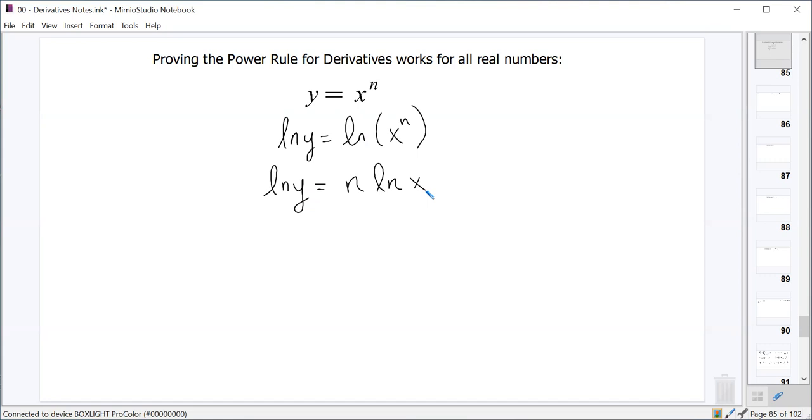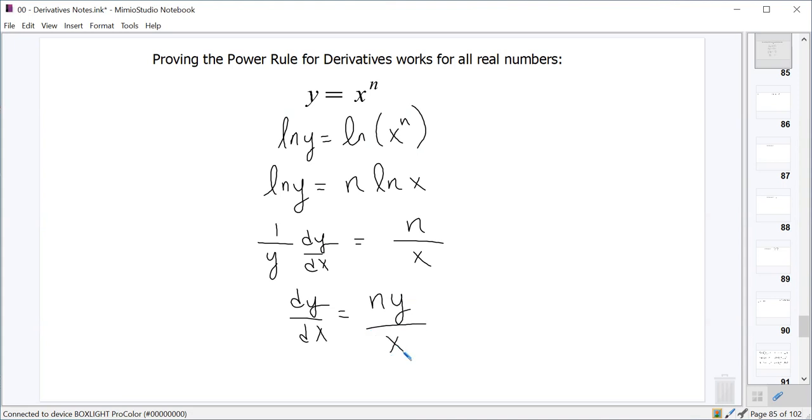The derivative with respect to x of natural log y is 1 over y dy dx. And the derivative of n, a constant, times natural log of x is just n over x. So we should be able to see that dy dx is just equal to n times y over x. Well, we know that y from the very beginning is equal to x to the n power. So this is just n x to the n power over x.